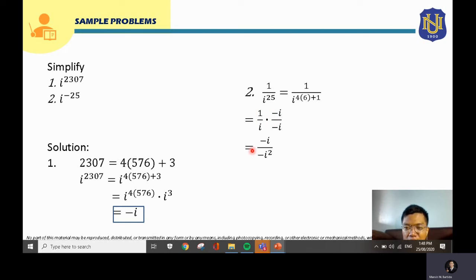Performing this, 1 times negative i is negative i, and i times negative i will be negative i squared. Simplifying this further, we know that i squared is equivalent to negative 1. So that will be negative 1 times negative, which is positive 1. So that will just be negative i. So the answer for number 2 is also negative i.